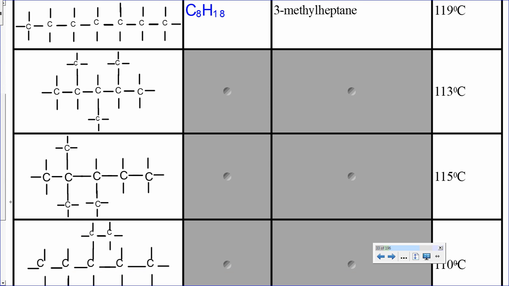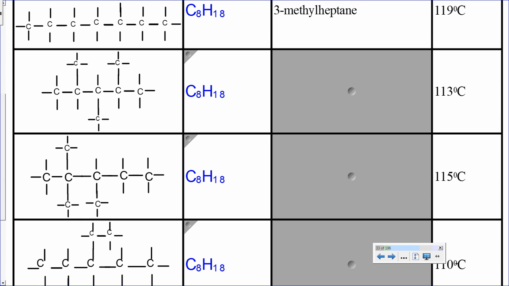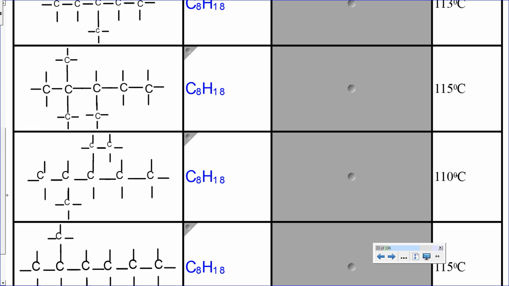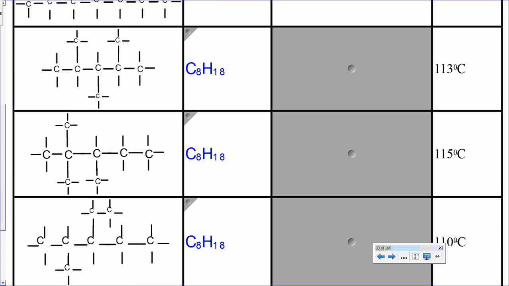Now, spoiler alert, if we look at every other molecule on this page, believe me or don't believe me, if you don't believe me, count them yourself, all of these molecules have that same molecular formula of C8H18. But they do have a variety in how their branches are laid out.